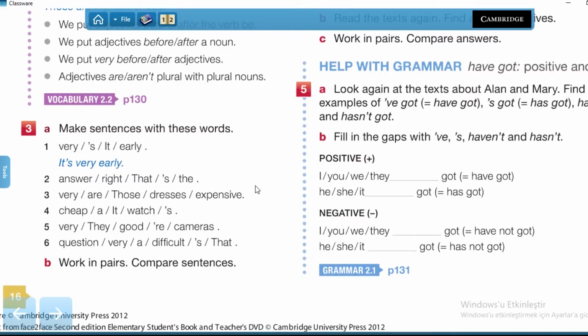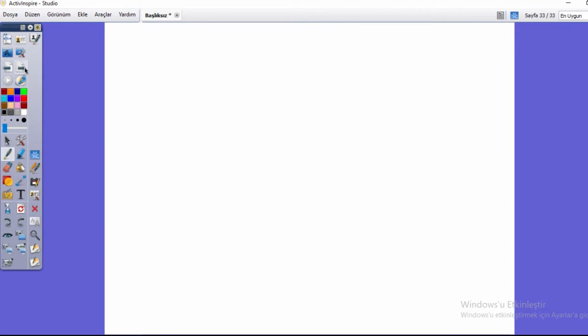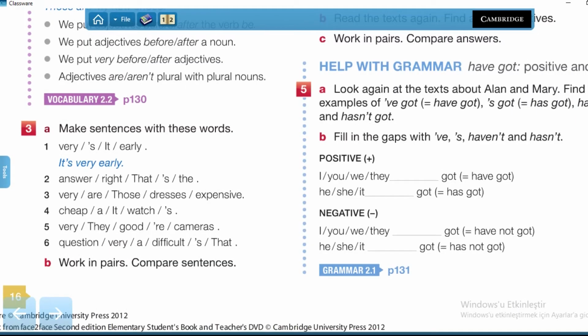Let's start with number 2. That's the, what is the adjective? What is the noun? That's the right answer. Right is the adjective, answer is the noun. So we always use adjectives before nouns. That's the right answer.